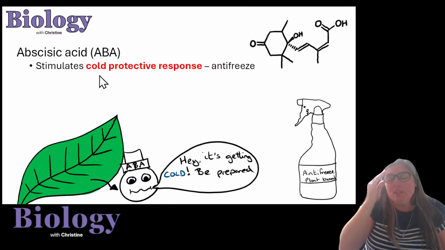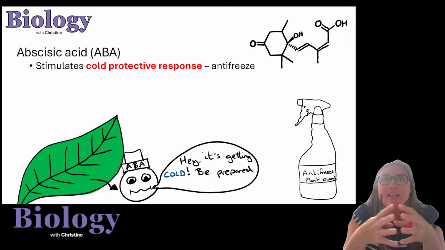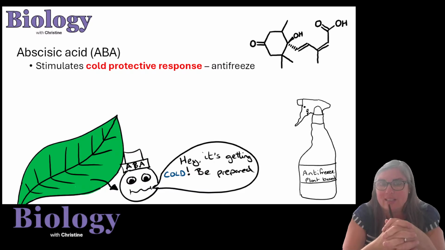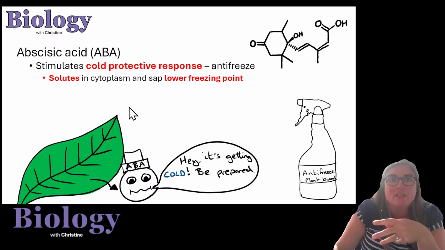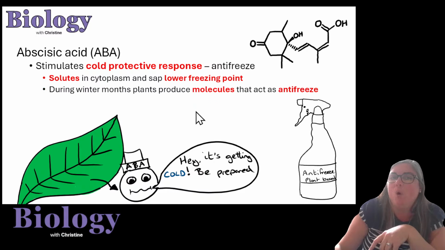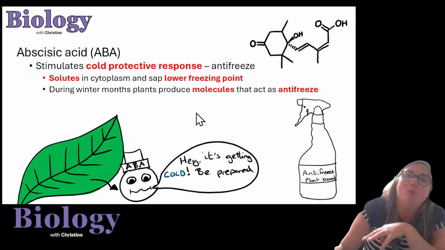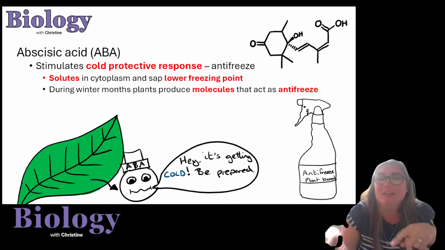Another thing to note, if we're changing the ion concentration inside the cell by abscisic acid, it can also be used as an antifreeze molecule, so in winter. By adding solutes into the cytoplasm, that's therefore going to lower the freezing point, and therefore that is going to prevent the chemical reactions from completely stopping.